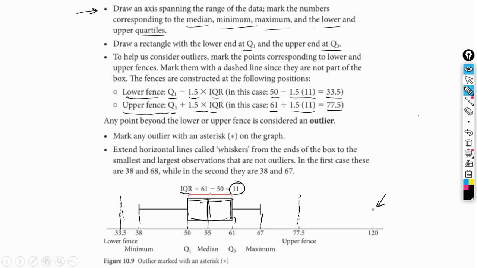Then it says extend horizontal lines called whiskers from the ends of the box to the smallest and largest observations that are not outliers. So this is the horizontal line, and this horizontal line, and this other line there, the vertical one, and we would have those two whiskers.